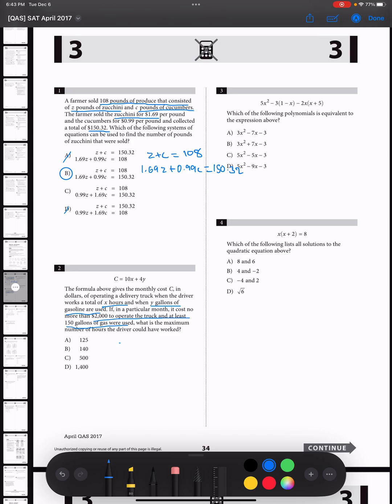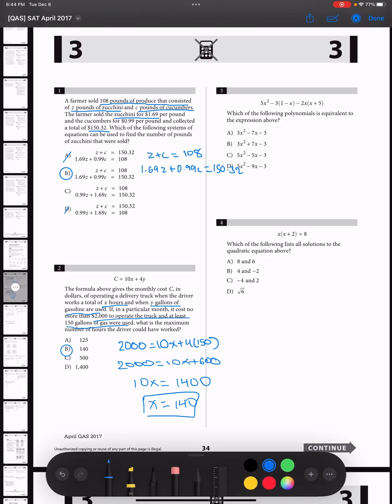Okay, that means that 2,000, which is our total price, is equal to 10x plus 4 times 150 because of the gallons. 150 is our Y value here. So 2,000 is equal to 10x plus 600. That means 10x is equal to 2,000 minus 600, which will give us 1,400. That means that x is equal to 1,400 divided by 10, giving us 140. So our answer is B.